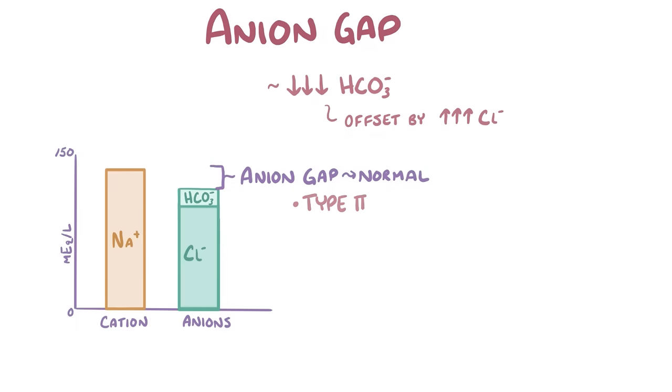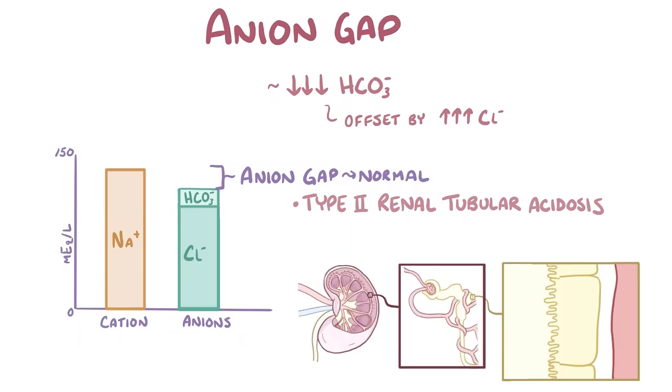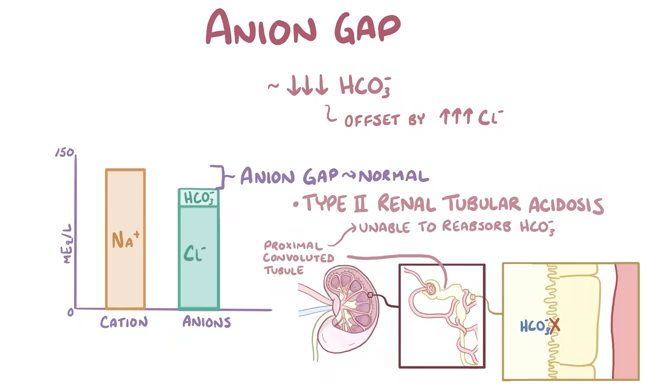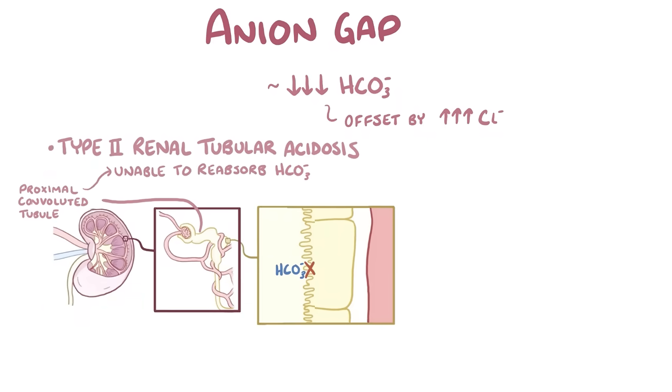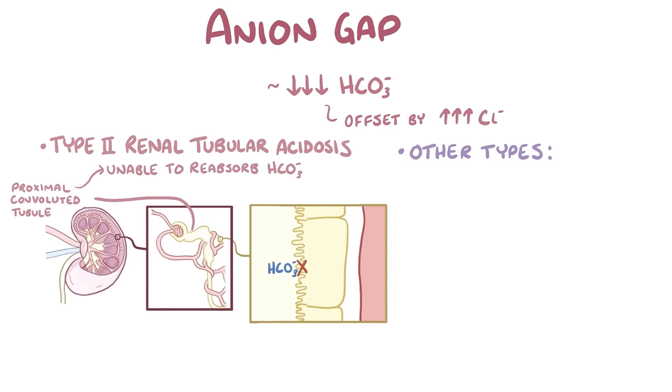Another cause is type 2 renal tubular acidosis, which is the most common type of renal tubular acidosis, and develops because the proximal convoluted tubule, which is a part of the nephron, is unable to reabsorb bicarbonate. Other types of renal tubular acidosis also result in a normal anion gap metabolic acidosis, but the underlying mechanism is an inability to excrete protons in the urine.